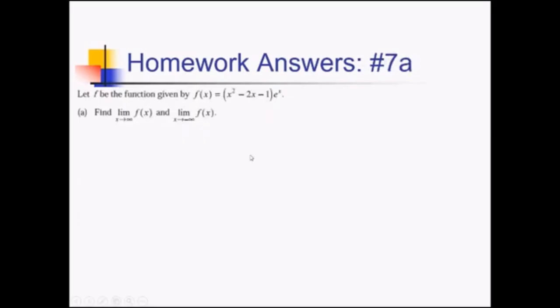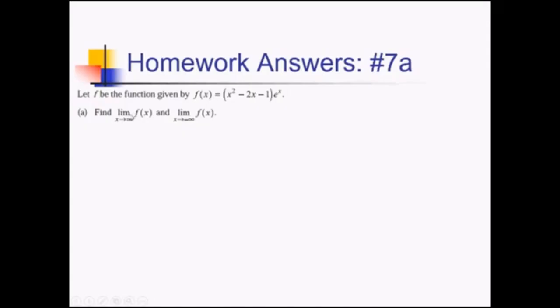For this free response problem, we're given this f function, x squared minus 2x minus 1, all of that times e to the x. So that's a little crazy. This is a no calculator problem too. So we're going to have to be good at our analysis here. For part A, we just want the limits as we approach infinity and negative infinity.